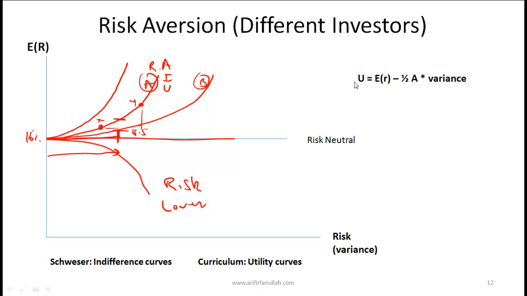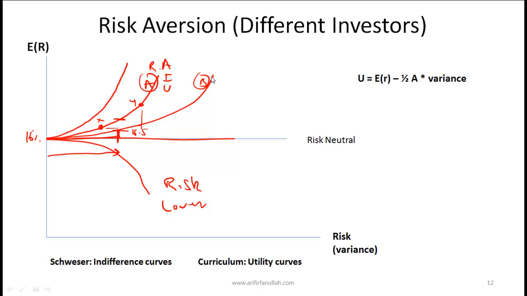Now I also need to explain this concept of U is equal to E(r), expected return, minus half A into variance, and this formula is the one that is not clearly explained in most study notes, but it's there in the curriculum. So utility U represents a given level of happiness.